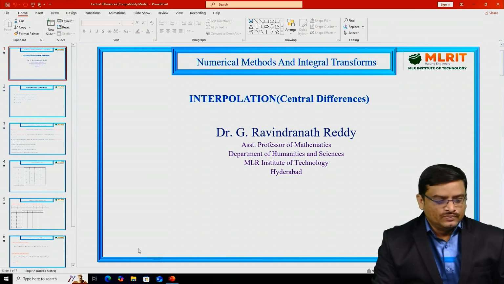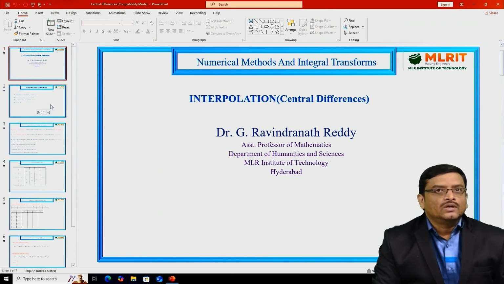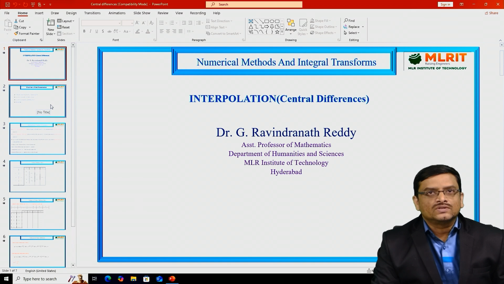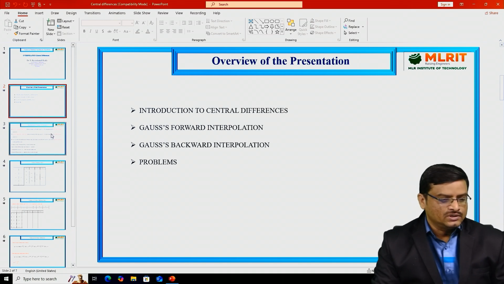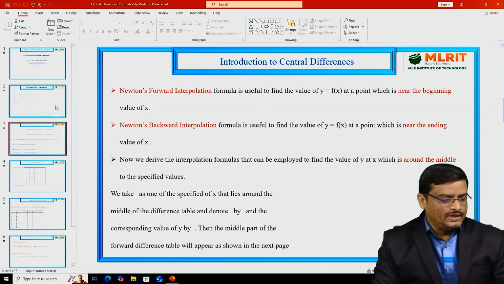So in this video, we are going to discuss the course of numerical methods and integral transforms. In this course, we are going to discuss the first concept, that is interpolation. In this interpolation, we are discussing central differences here. So first we will see what is a central difference and how to construct these central differences, and Gauss forward interpolation and Gauss backward interpolations. So first we will take this.